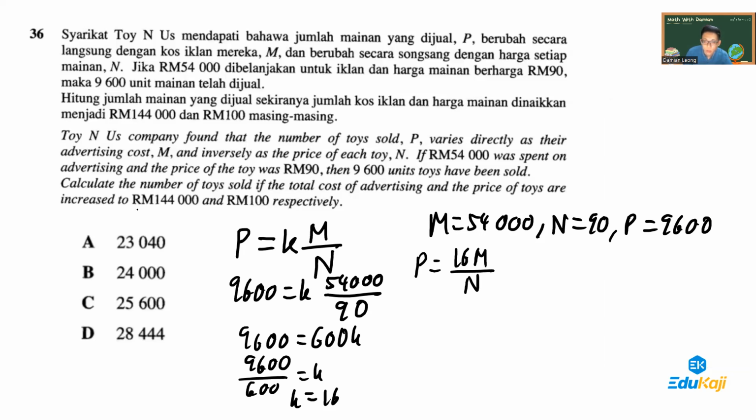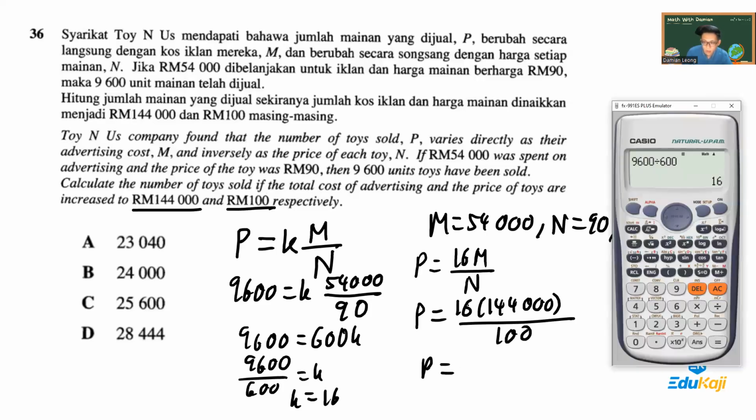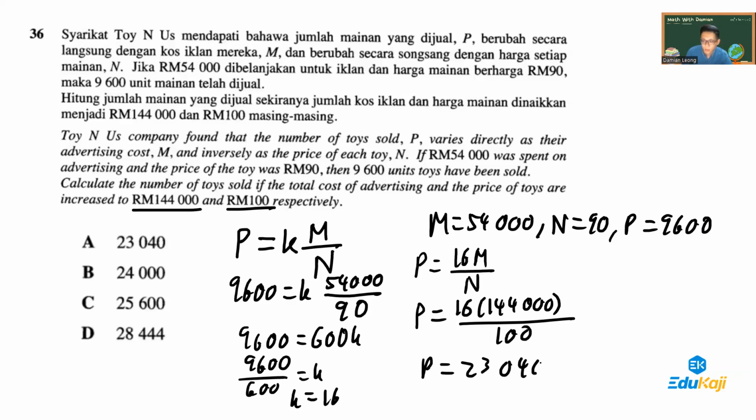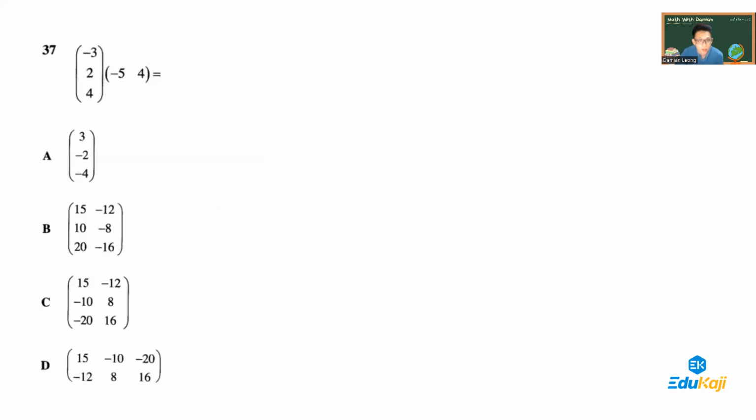So for this one, the price of the toy increased to 144,000 and 100 ringgit respectively for cost and price. Cost of advertising and price of toy means M is 144,000, N is 100. So 16 times 144,000 divided by 100 is 23,040. Answer A. Yeah, that's 36.